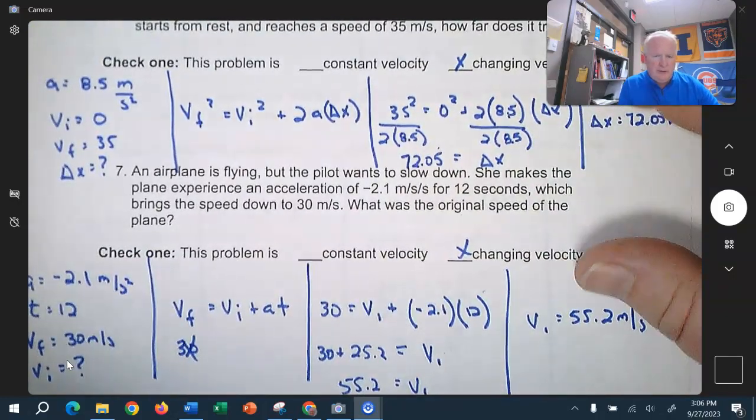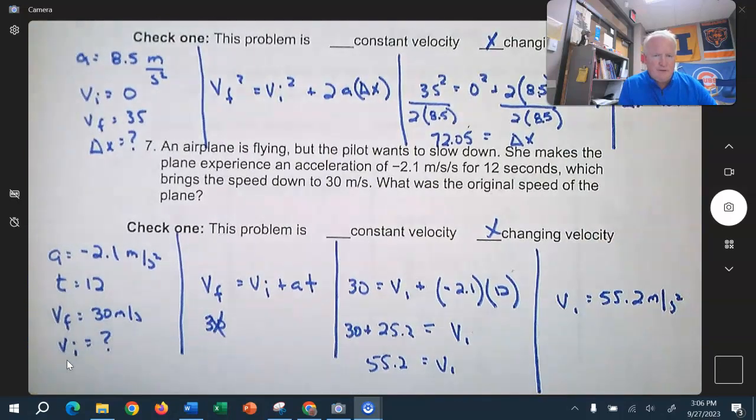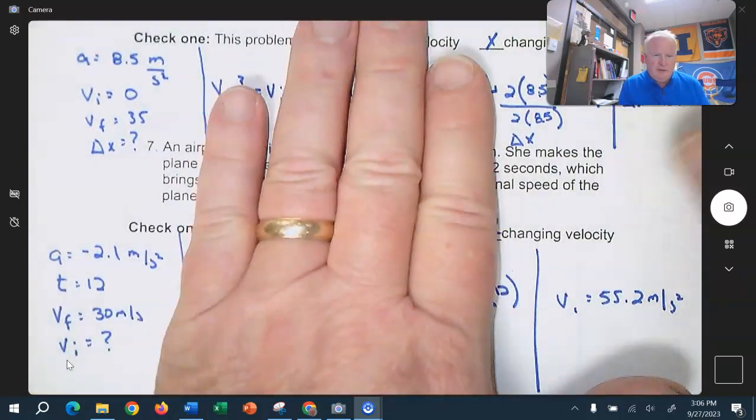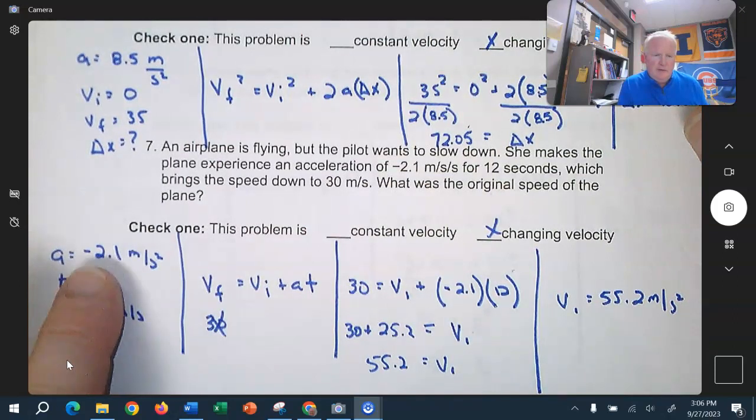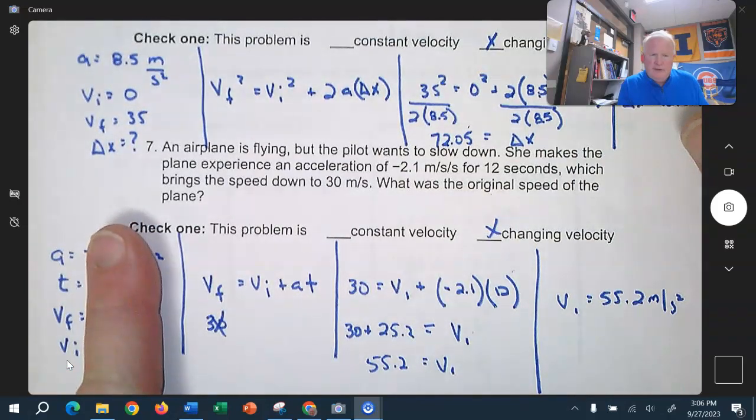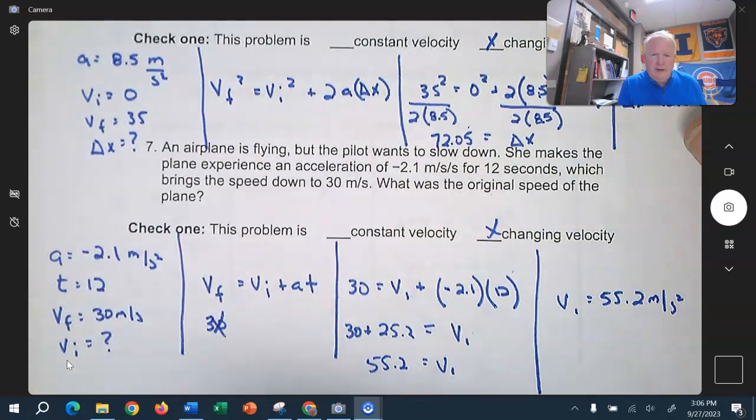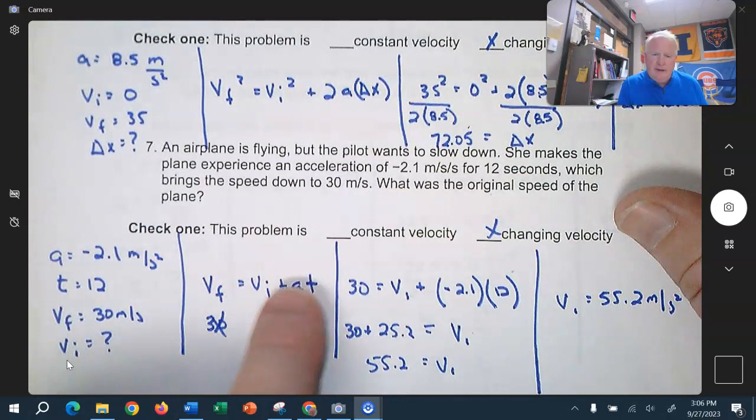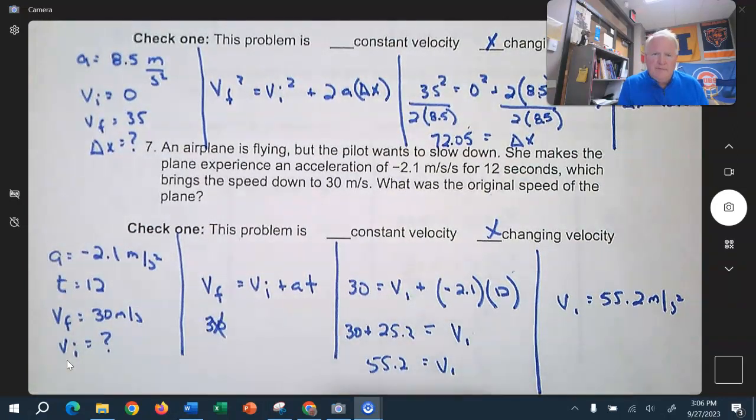This is the one with the airplane flying where they want to slow down. When we look at this problem and we just do the list, we get a equals negative 2.1, t equals 12, final velocity is 30, and the initial velocity is what they're asking us to find. We put our finger right there. We know that we're going to get a, t, vi, and we go, okay, wait a second. It's not one of the two that have distance. It's not the 3, so I just have to choose this one. And if you're never sure, always pick the flat one because that one doesn't have anything in the denominator and it makes the algebra much easier.